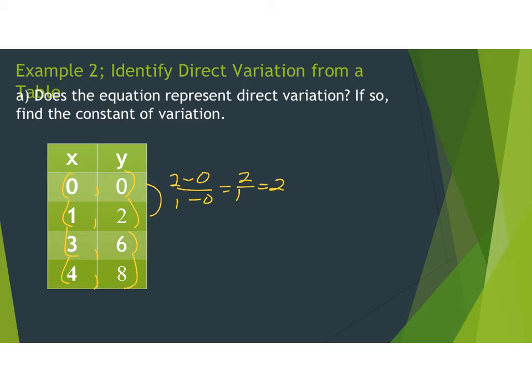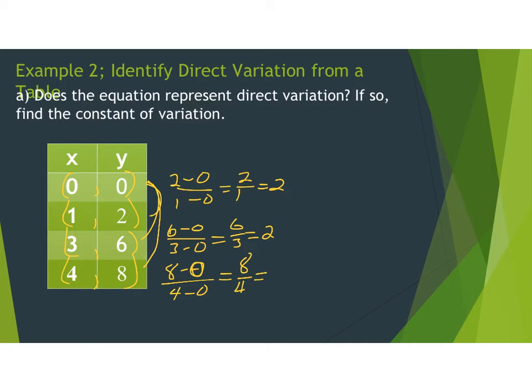So I'm going to take the 6 minus 0 over 3 minus 0. And that would be 6 over 3, which is also 2. And we got to just try the last one now. 8 minus 0 over 4 minus 0 would be 8 over 4, which is also 2.